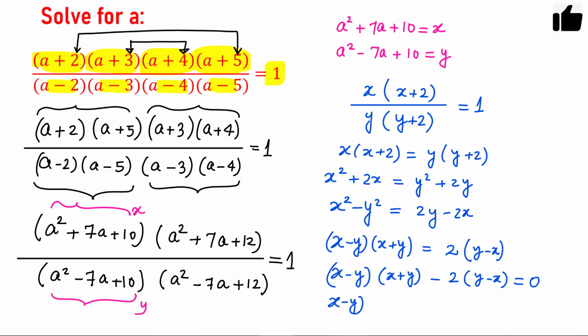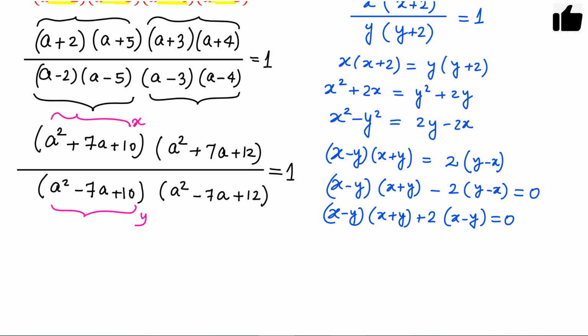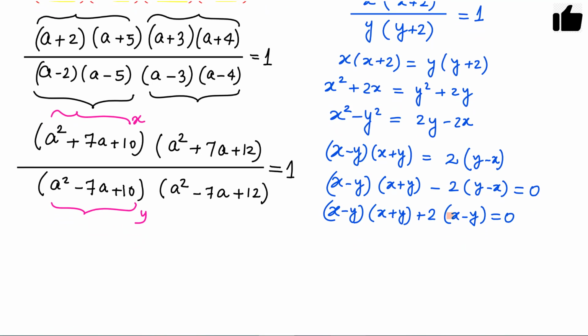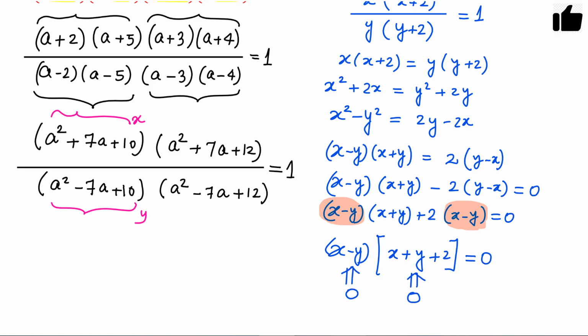Or I can write x minus y into x plus y, and let us observe the minus sign. So we will have 2 times x minus y is equal to 0. Now you can see you have x minus y here, and this term is also here. So you can take x minus y common. If you take it common, you are left with x plus y plus 2, and this is equal to 0. So now there are two situations: either this term will be 0 or this term will be 0. Let us consider two cases.